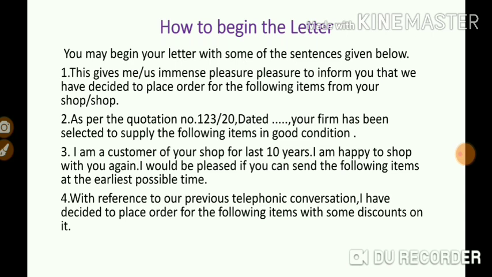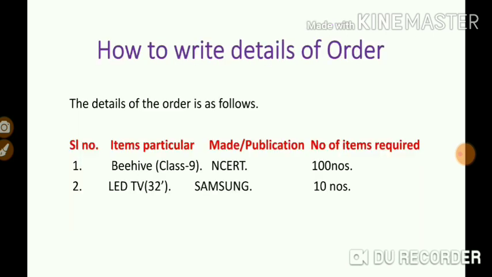Second, as per the quotation number 123/20 dated dash dash dash, your firm has been selected to supply the following items in good condition. Number 3, I am a customer of your shop for last 10 years. I am happy to shop with you again. I would be pleased if you can send the following items at the earliest possible time. Fourth, with reference to our previous telephonic conversation, I have decided to place order for the following items with some discounts on it. So you may go with these sentences or you may make your own ones also.